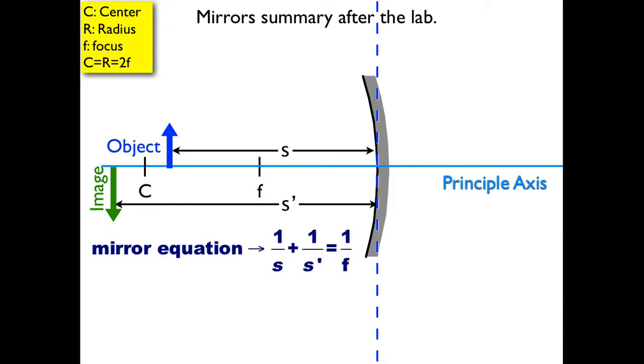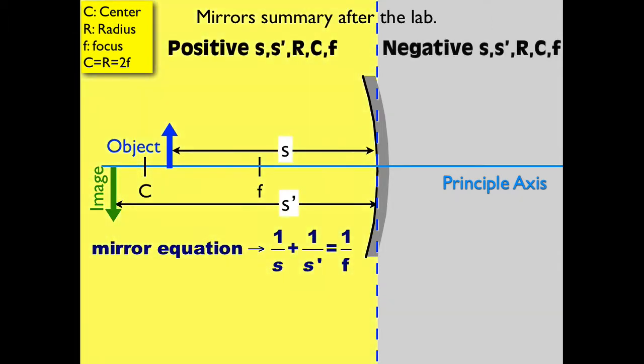Now we need to put in positive and negative signs. Whenever a distance is where the light belongs, which in this case, the object's on the left, so the light all belongs on the left of the mirror, then it's a positive value. If the distance is ever measured from the right, then it's a negative value. So for this mirror, you can see that the object is a positive distance, s prime is a positive distance, the focus is a positive distance, and so is the center. So for this setup, everything's positive in the numbers.